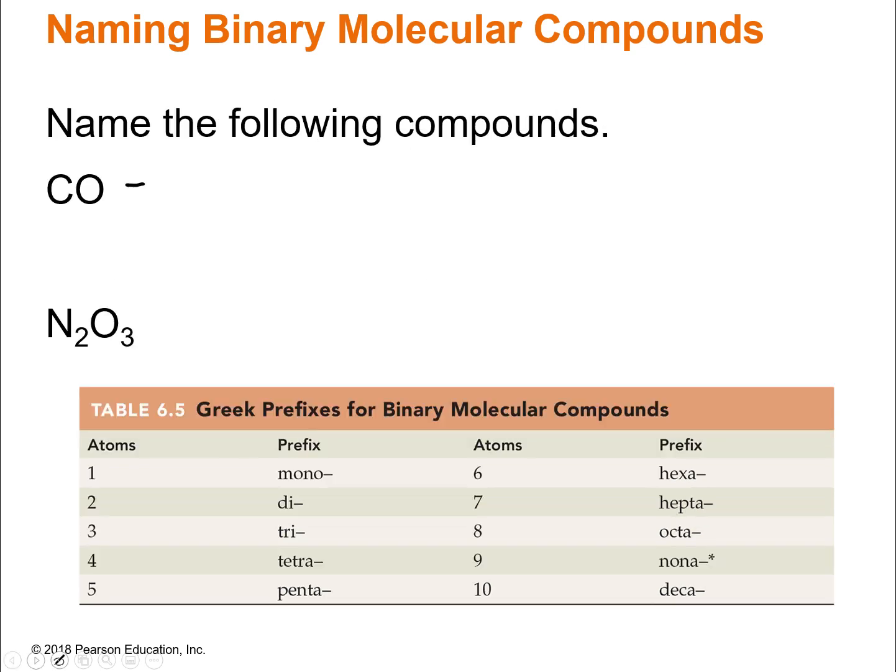All right. So this first one, we've got CO. We've got 1 carbon, 1 oxygen. Again, for the first element, you don't use mono if there's only 1. So you just write carbon.